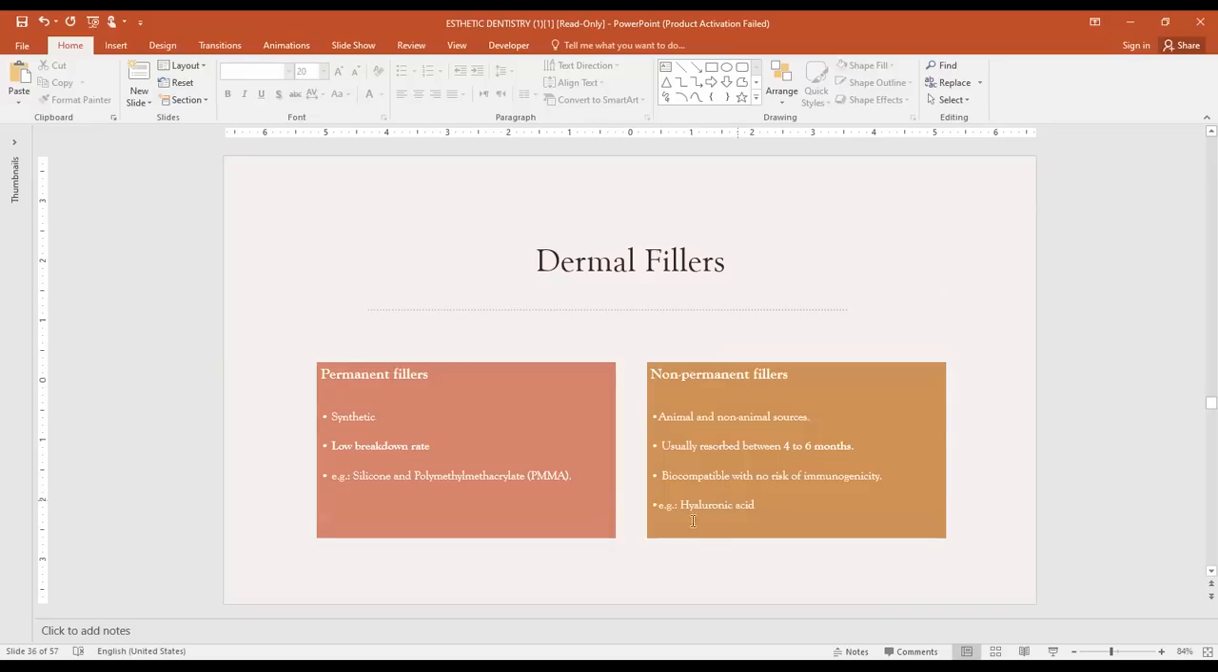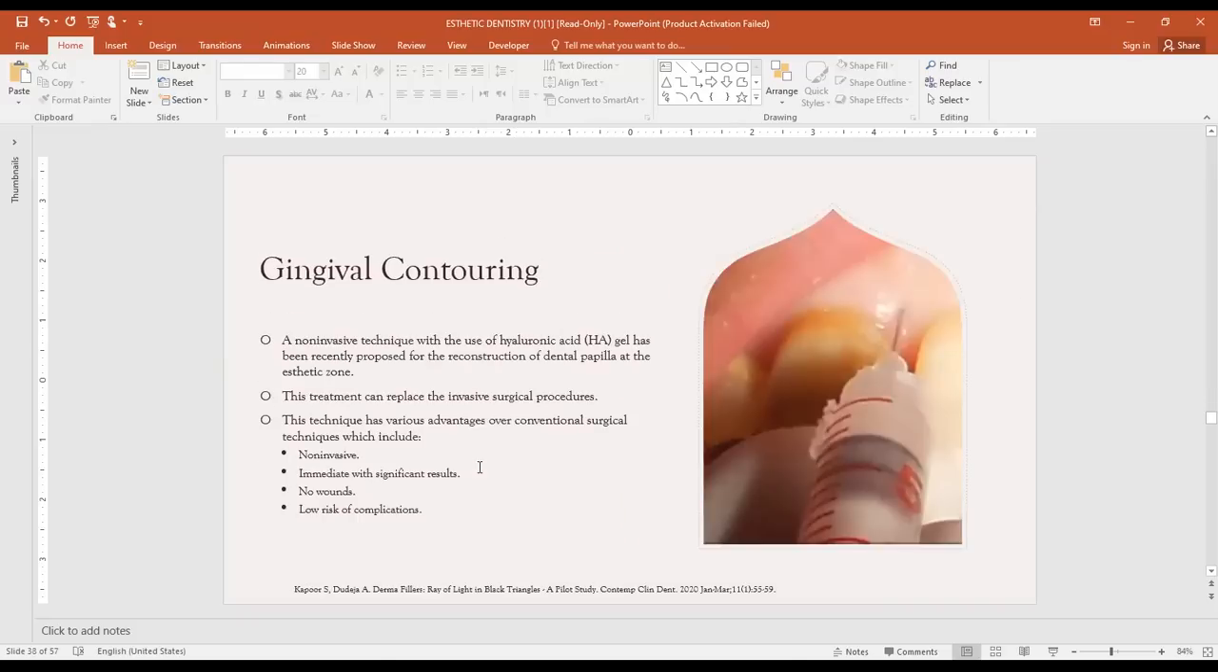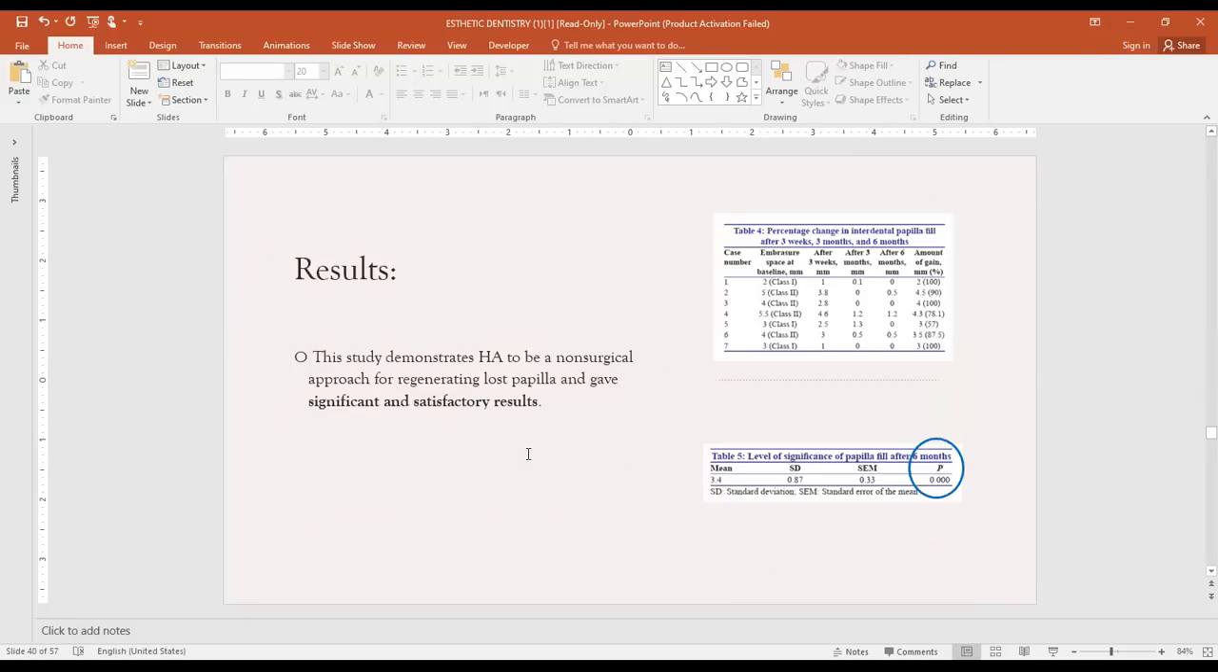When you talked about hyaluronic acid, you said that it was not permanent. In the gingival slide, the study was using hyaluronic acid, and their follow-up time was only 6 months. So you could just add a note here: hyaluronic acid is a non-permanent dermal filler anyway. Add this comment because you don't want a study to highlight something positive while it was only temporary.